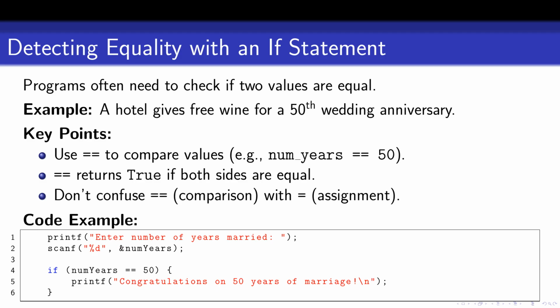In C, the equals operator is used to check equality. For example, if A equals B is true, then both variables hold the same value, and the code inside the if block will execute. This slide also includes an example checking to see if a couple has been married exactly 50 years. If so, a special message is printed. It's a great example of how a simple condition can be used to influence program behavior based on user input.